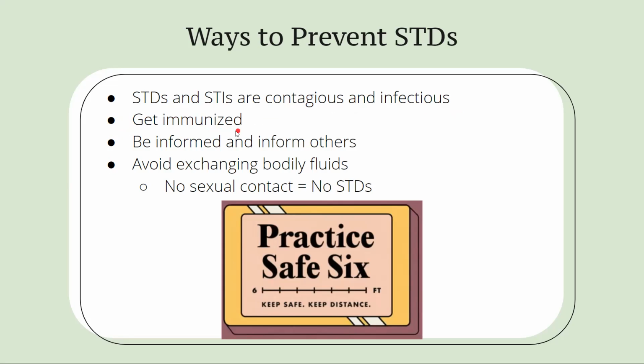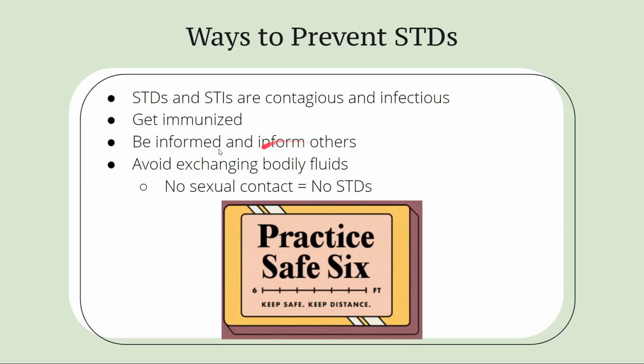One, you can get immunized or get a vaccine. And vaccines can help, but there's only currently 3 vaccines out for STDs. So that includes hepatitis and HPV. But for the other ones that don't have vaccines yet, it's important to be informed and inform others. So this means if you test positive for any sexually transmitted disease, it's very, very, very important that you let people around you know, especially possible sexual partners. You don't want to have sexual contact with them and give them or transmit this disease without them knowing.